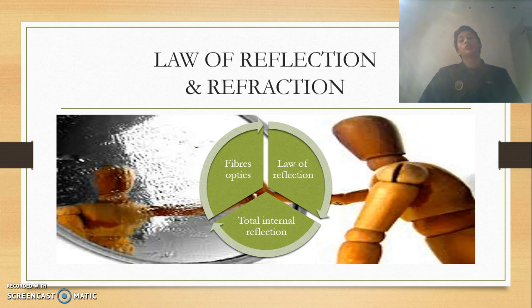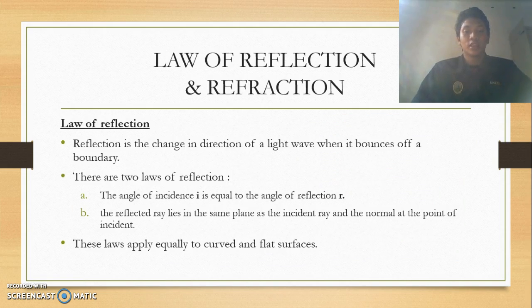Okay, we move to reflection and the law of reflection. Reflection is the change in the direction of a light wave when it bounces off a boundary. There are two laws of reflection. The angle of incidence is equal to the angle of reflection. The reflected ray lies in the same plane as the incident ray and the normal at the point of incidence. This law applies equally to curved and flat surfaces.